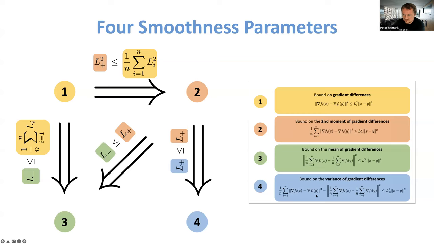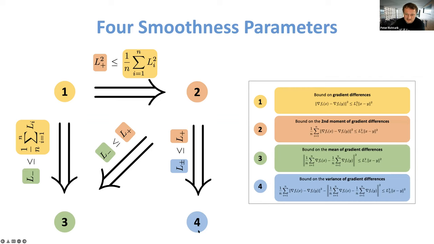So only differentiability and the fact that the fi's are identical automatically means that this holds with L plus minus being zero, right? But that doesn't mean that there is any kind of smoothness involved, right? So the gradient doesn't have to be Lipschitz or anything. All that you need is these to be identical. So that would be one possible answer.